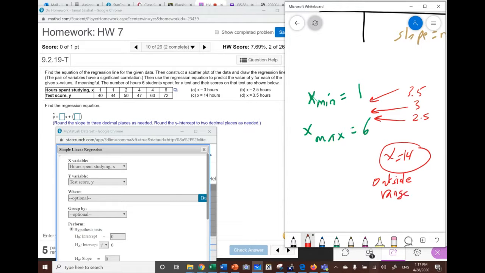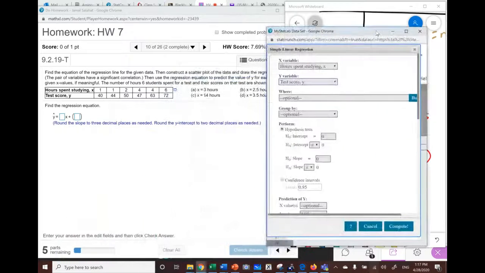And if we try to predict how much a student will get after studying for 14 hours, our prediction will be not accurate, not reliable. And that is the reason why we will not predict for 14, but we're going to predict from 1 to 6. Okay, so how we do the predictions, let me bring this up here.